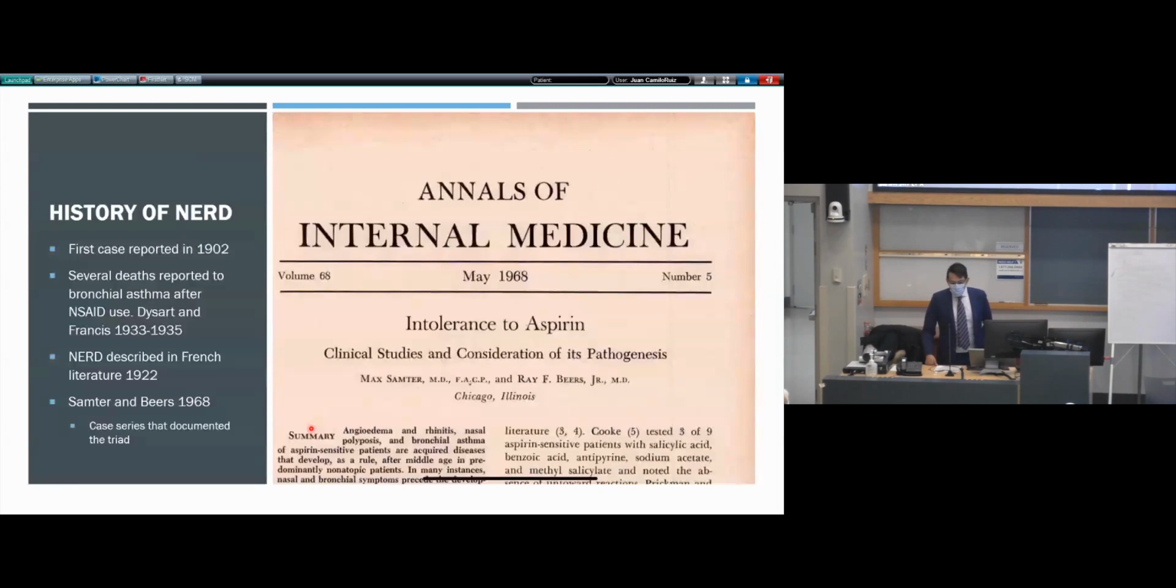So let's talk a bit about the history of NERD. The first cases of NERD occurred in 1902. There were several deaths reported in the 1930s and in 1935 when people had severe bronchospasm and cyanosis after consuming aspirin. NERD was initially described in the French literature in 1922. However, it was not translated into English, so it didn't really reach international significance until 1968, with the famous case series from Samter and Beers that documented the triad.